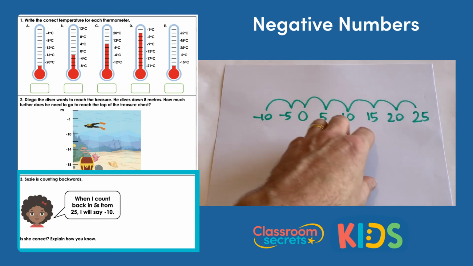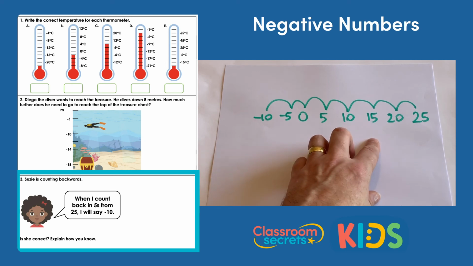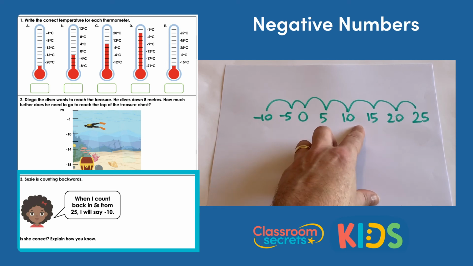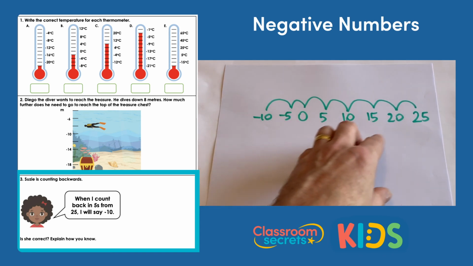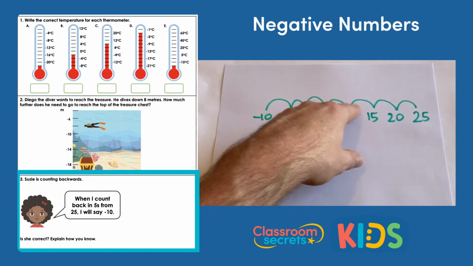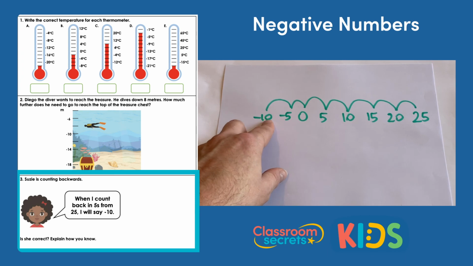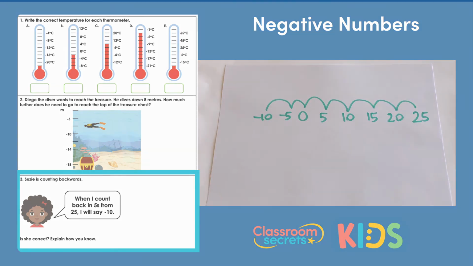The other way to prove this would be to use your knowledge of number facts. Remember, every multiple of 5 would end in a 5 or a 0. And that would go for negative numbers as well. We're starting from a multiple of 5, 25, so all negative numbers going backwards in 5s would also end with a 5 or a 0. So that will be the other way to prove it, as well as counting back.